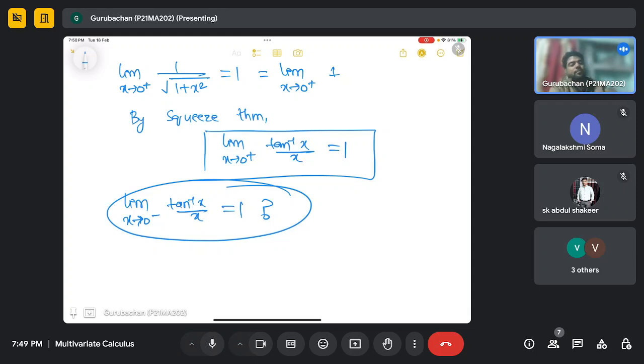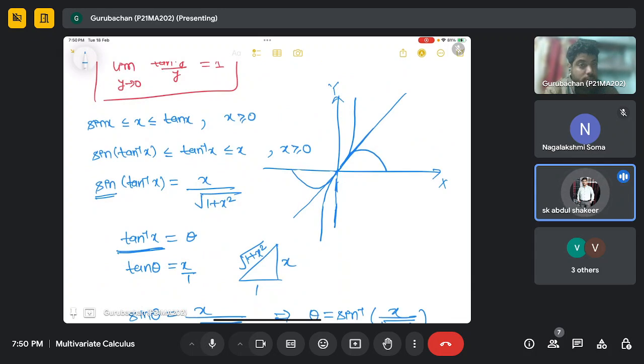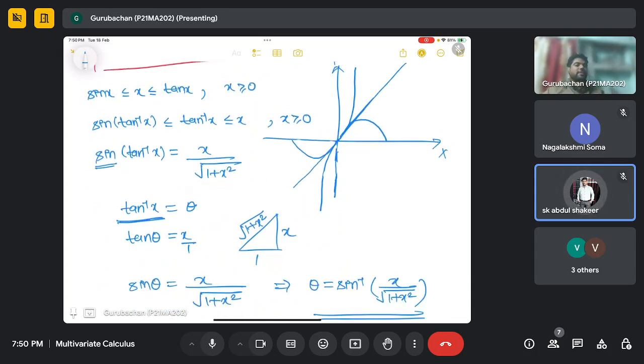Any idea? Same as above, sir. Same as above, but the inequality will change. Observe here from the graph. What will be the inequality? Tell me, which will be the greater side? See here these three graphs, then you will get to know. Tell me what will be the possible inequality from here.